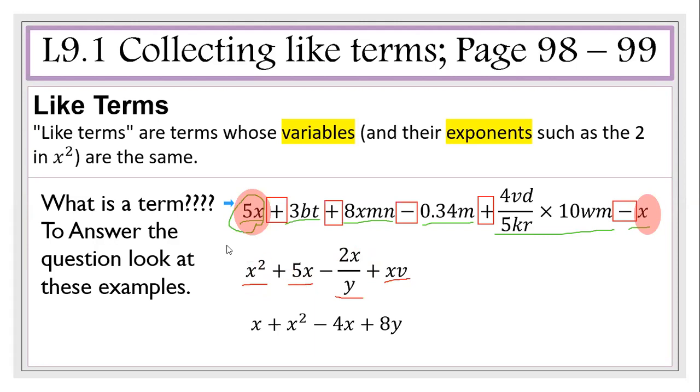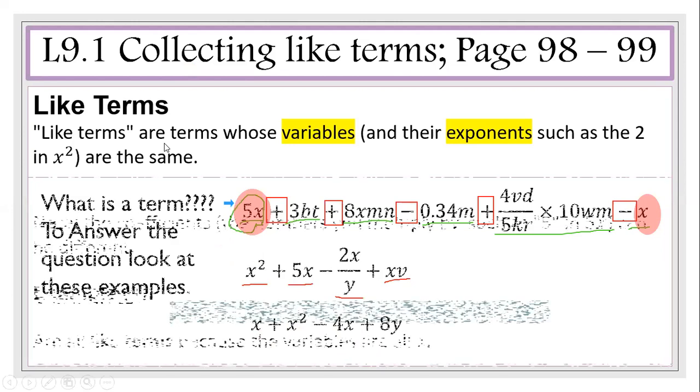Okay? Now let's move to the third example. Omar, do you have any like terms in the third one? Yes. Which are what? x and x, and 4x. So this one and this one. X squared and 8y are not like terms. Thank you very much. Let's have another example.